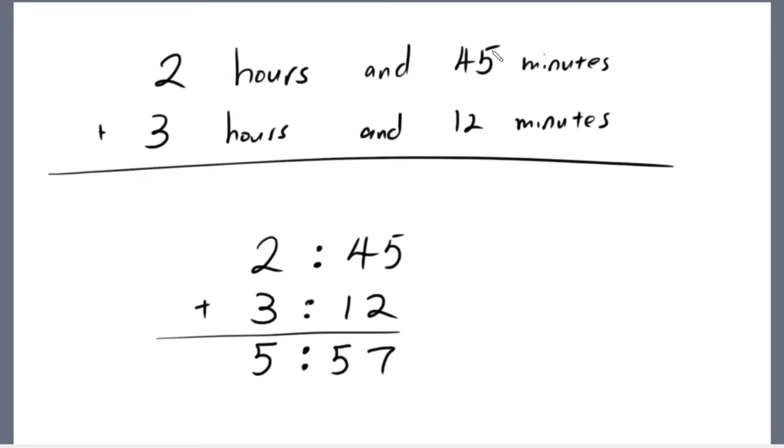And if you just added it up, if you think about it to yourself, well, 45 minutes plus 12 minutes is really 57 minutes. You're right. We were right. And then 2 hours plus 3 hours is really just 5 hours.